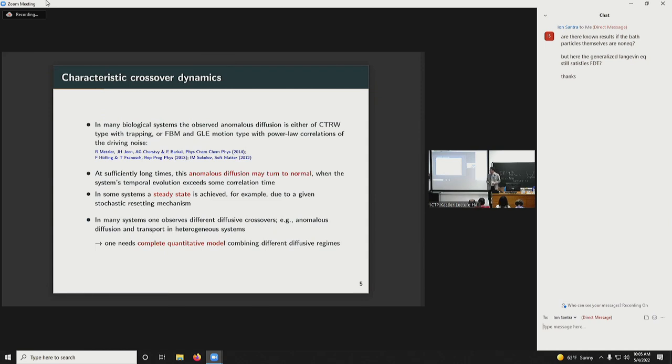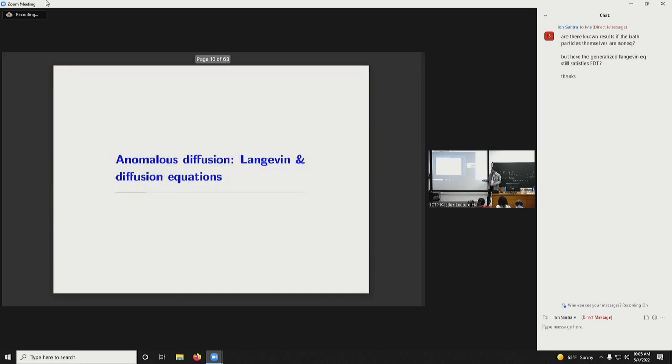But also in many systems, there is a transition, for example, from anomalous diffusion in the short time limit, and then the system goes to normal diffusion in the long time limit, or maybe it goes to some stationary state where the mean square displacement saturates. And then we need some model to describe all these behaviors in the short time limit and in the long time limit. So we can explain this behavior by some simple model. I will show some of these models.